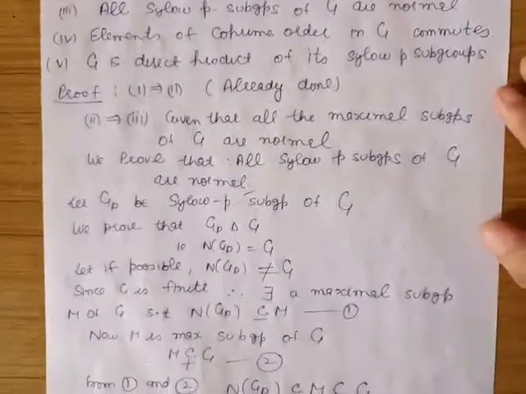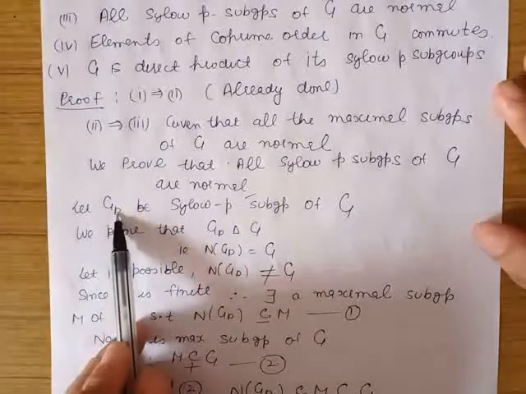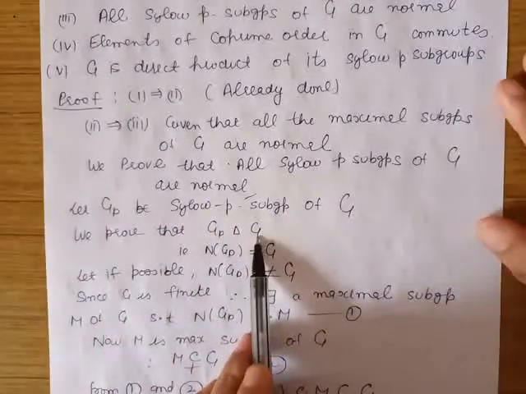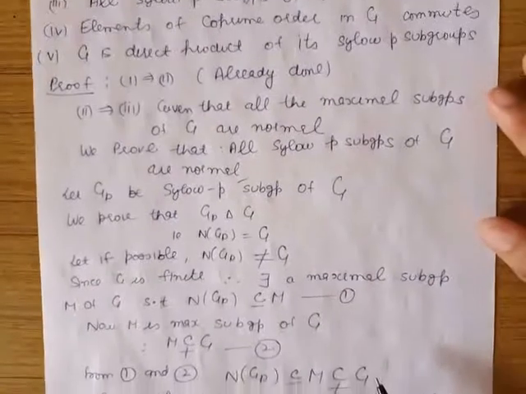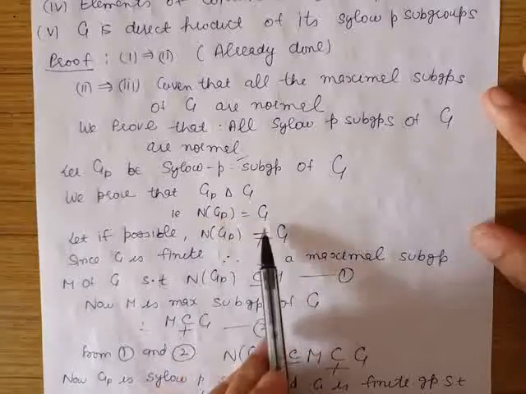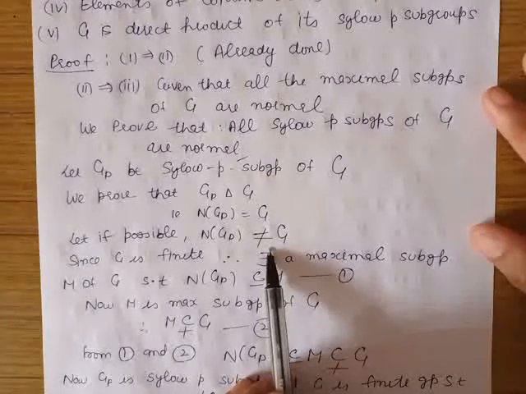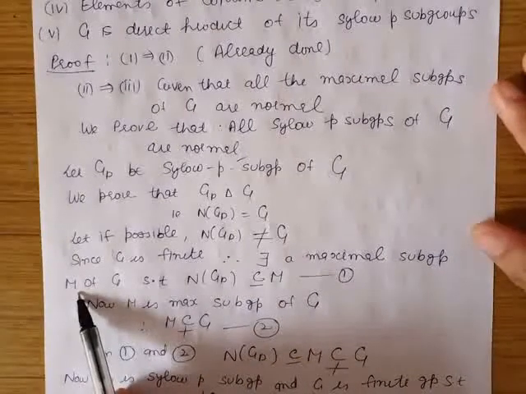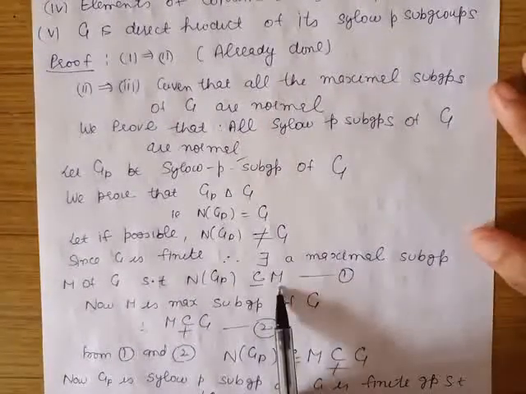So let us take an arbitrary Sylow P subgroup of G, which we have denoted by GP. We are to prove that this GP is normal in G. It means we are to prove that the normalizer of GP is the same as G. We prove it by the contradiction method. Let, if possible, the normalizer of GP not be equal to G. Now because G is a finite group, there will exist a maximal subgroup, say M of G, such that the normalizer of GP will be contained in M.